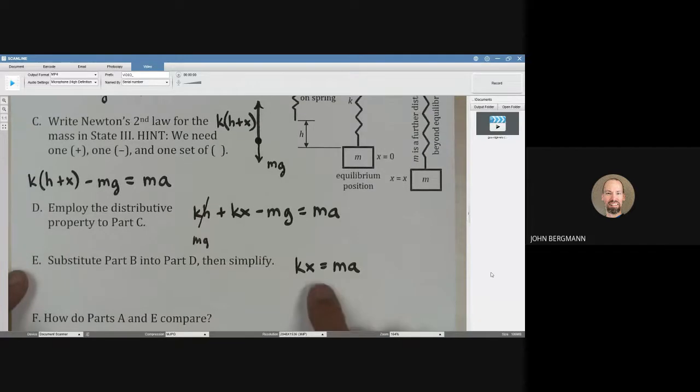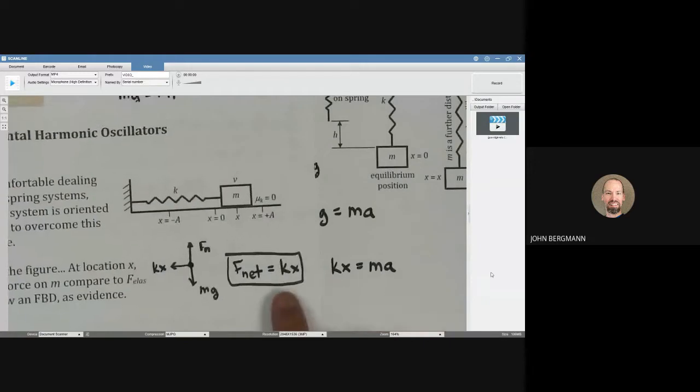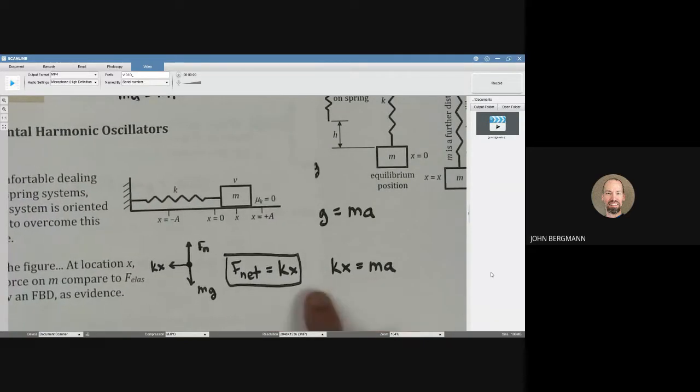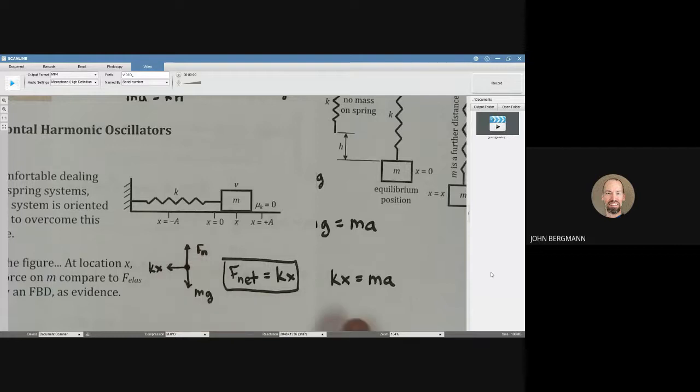And how does that compare to what we did back in part A? That's exactly the same. See that? The net force is the mass times the acceleration. Those are identical. Check this out. Whether the spring is horizontal or whether it's vertical, the net force is equal to k times the amount of stretch from equilibrium. That's the deal. The net force is equal to k times the amount of stretch from equilibrium.